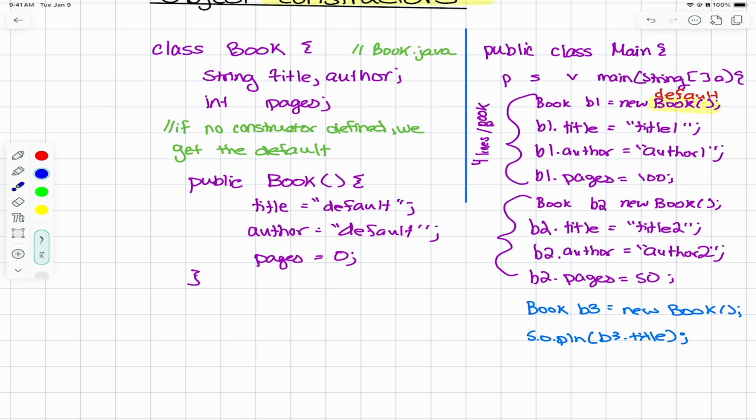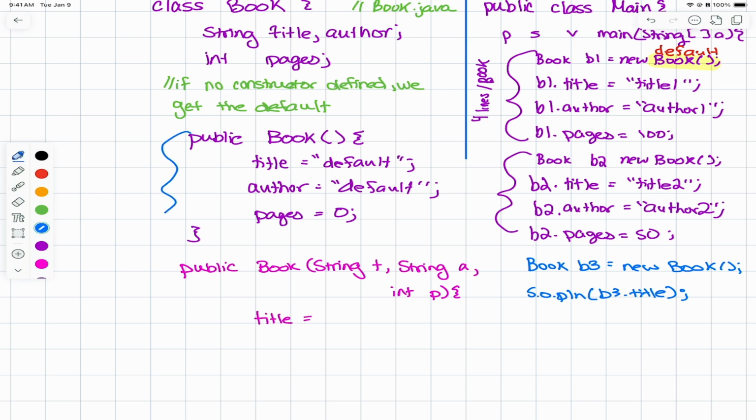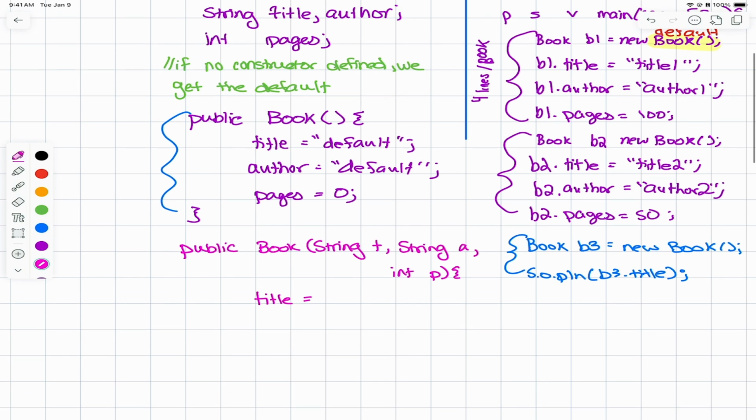However, we also can pass information in at creation. So let's add another type of constructor here. Let's add a public book constructor where we pass in our string title, our string author, and our int page count. And then we can set our values in here to title. I probably should have done this one in blue so that it matched this code there. Whatever. Title T, author A, and pages P.